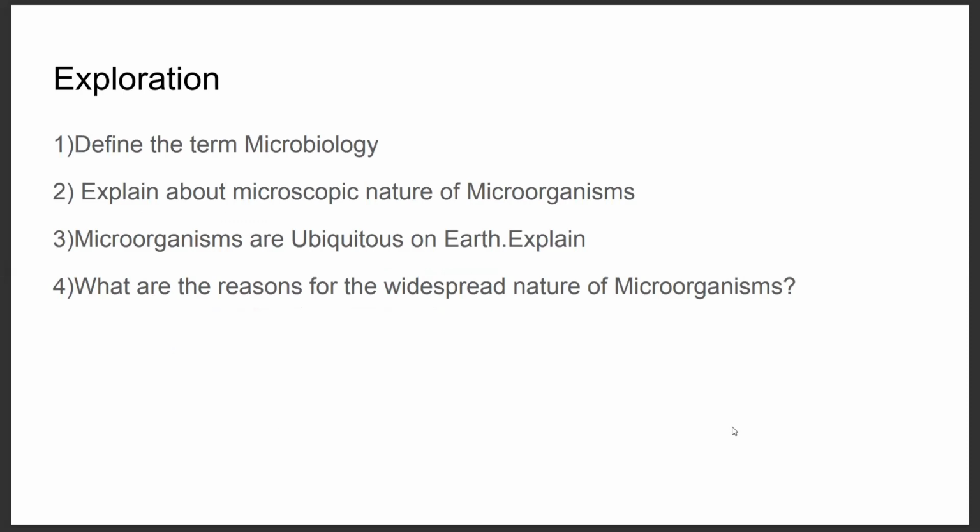From the first part of this session, after I'm teaching this first part, you should be able to find answers for these 4 questions, right? Let's go through those 4 questions first. Number 1, define the term microbiology, right? At the end of the first part of this session, you should be able to define the term microbiology.